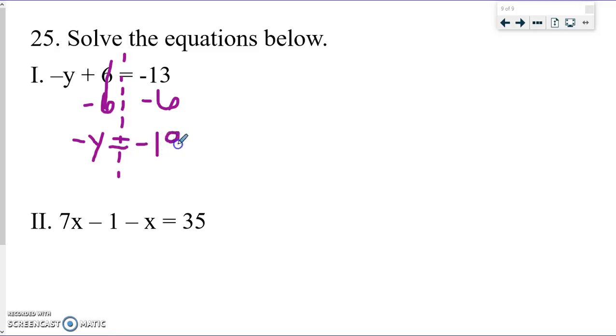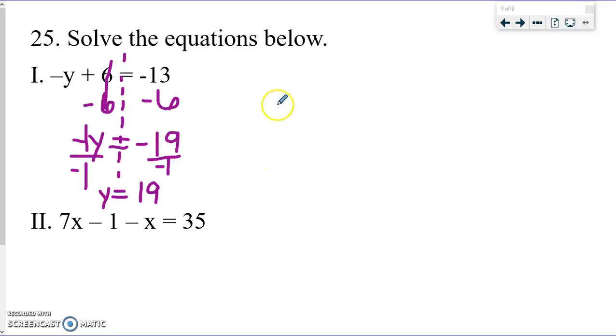So a lot of people answered y equals negative 19. But the problem is it's not y here, it's negative y. So what this means is really the coefficient is negative 1. So it's like a negative 1y. So we need to divide both sides by a negative 1. And then the negative 1's cancel, and y equals a positive 19.